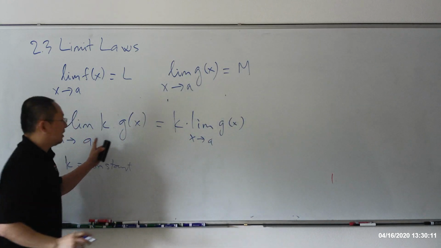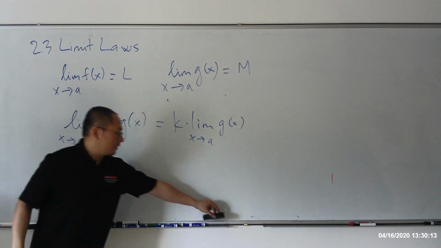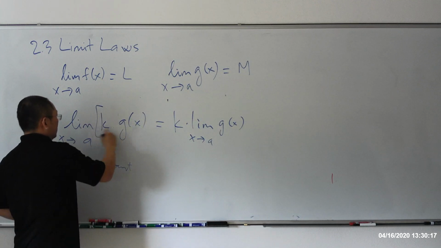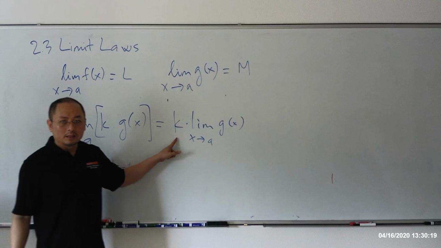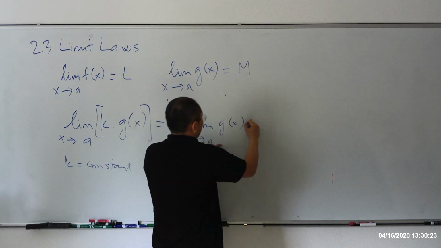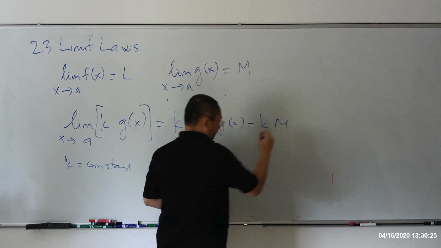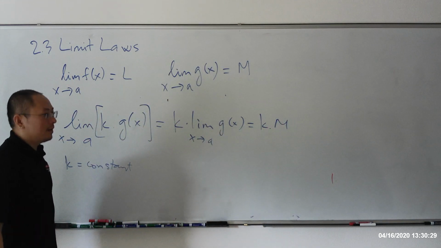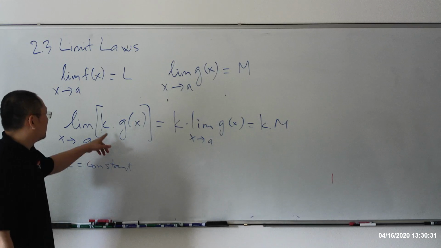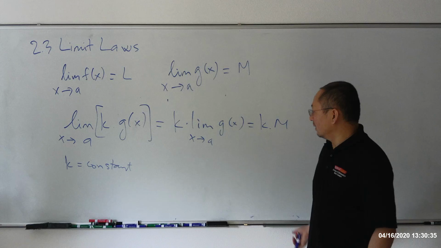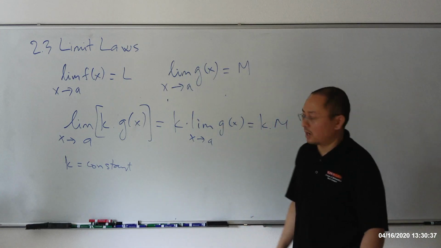You guys see the difference between the left and the right-hand side of the equation. On the left, k is inside the limit, and on the right, k is outside the limit. And you know that the limit here is equal to m, so this is k times m. This is a very useful formula. Whenever you have a constant times the limit, then you can pull the constant outside.